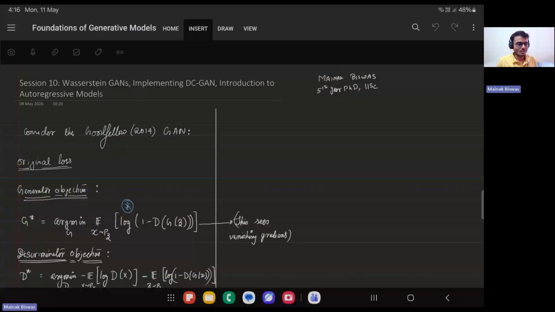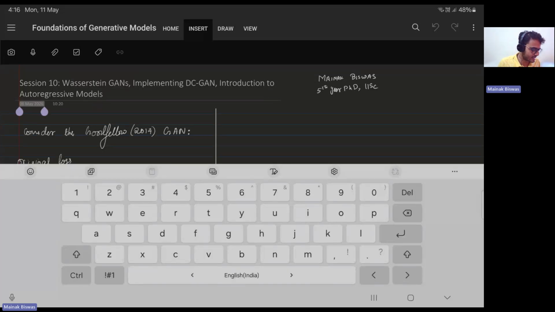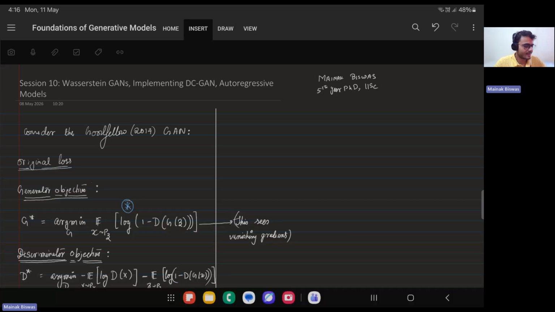Welcome back. Today we are going to have the final session on GANs, and we'll be seeing how to implement GANs as well. Then we'll complete a set of models called autoregressive models, and in the next class we'll do some architectures like LSTMs and attention models and so on. So transformers and things like that.